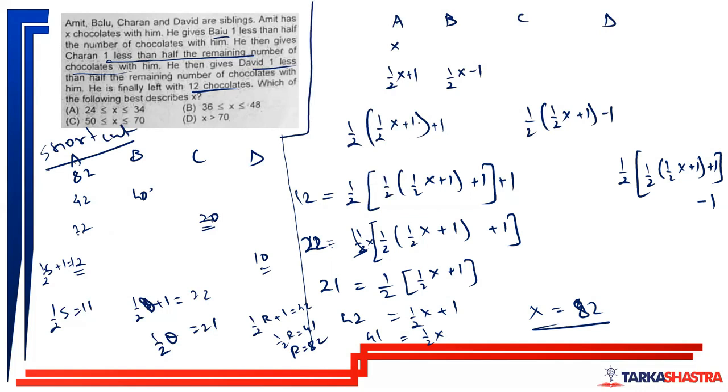Right, read it directly: x chocolates were there, half of x minus 1 is given to Balu and the remaining is kept with A. Then half of what is remaining minus 1 is given to Charan, the remaining is kept with A. Then we took its half, minus 1 is given to David and this plus 1 is kept with Amit himself, and all of this is equal to 12. You can solve with this method too. If you have understood this method, well and good. If not, still okay.